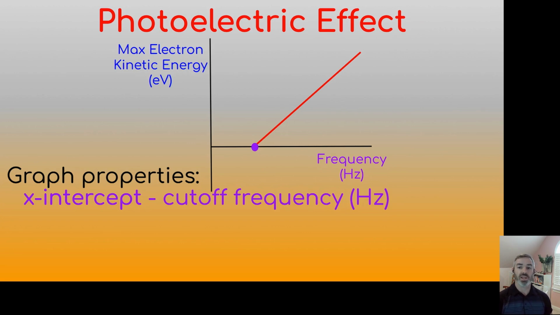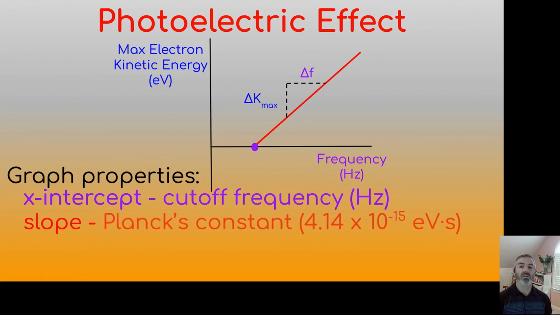Now, if we look at the slope value, the slope rise over run, the change in energy over frequency, that's equal to Planck's constant, 4.14 times 10 to the negative 15th electron volt seconds. And this actually is the equation that Max Planck found with the blackbody radiation, that energy is equal to Planck's constant times frequency. And this photoelectric effect experiment is what showed and proved Max Planck's blackbody radiation equation works.